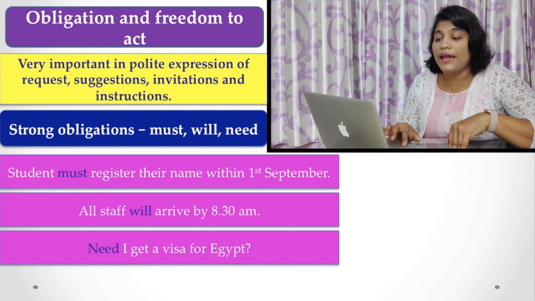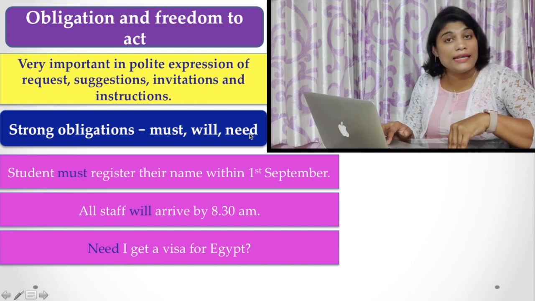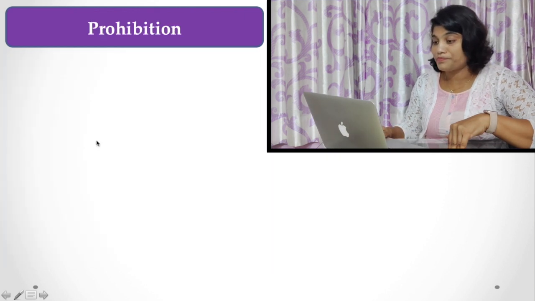Similarly, need I get a visa for Egypt? In all these cases, you find must, will, and need are used in case of strong obligations.